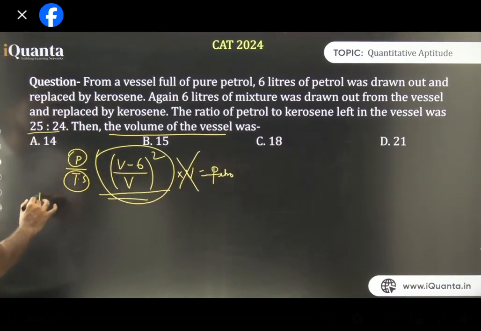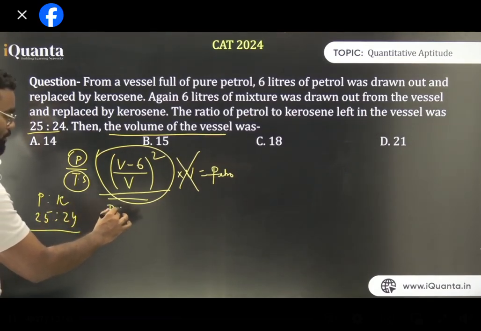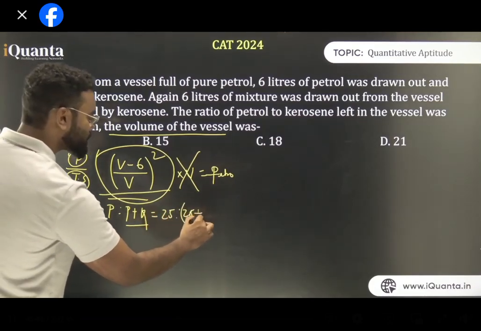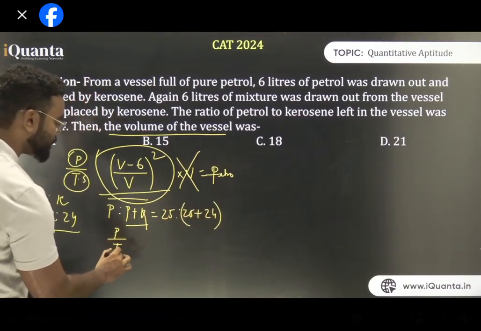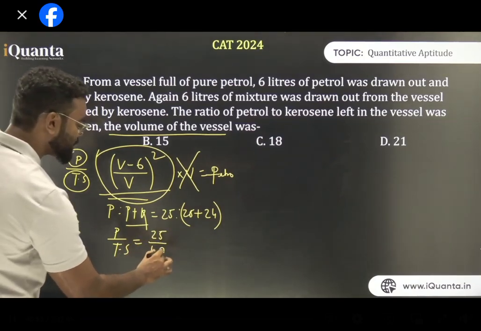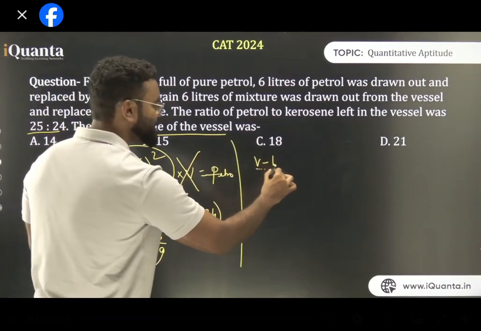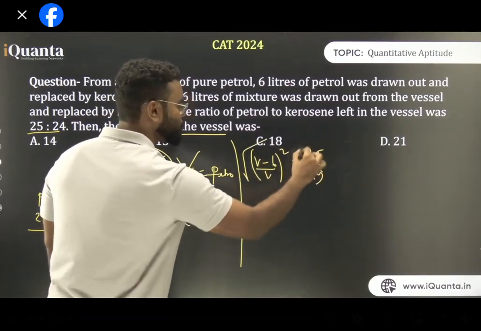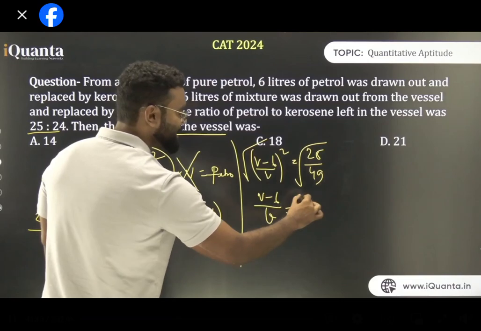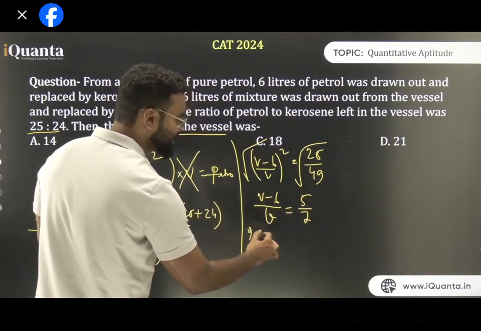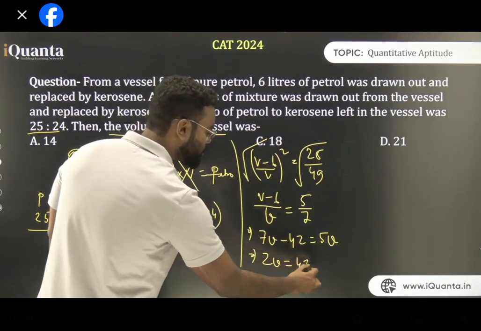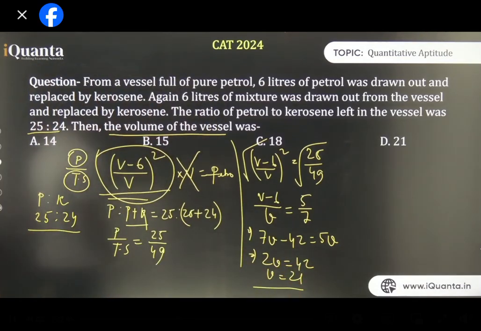Now the ratio of petrol to kerosene is 25 is to 24. So what is the ratio of petrol to petrol plus kerosene, which is the total solution? It is basically 25 is to 25 plus 24. So petrol upon total solution is nothing but 25 upon 49. Now if I make these two things equal, that is (V minus 6) upon V whole squared is equal to 25 upon 49. If I take the square root, (V minus 6) upon V is basically 5 upon 7. Now if you do the cross multiplication, that is 7V minus 42 is equal to 5V. Solving this, 2V is equal to 42, and V is 21. Am I clear, guys?